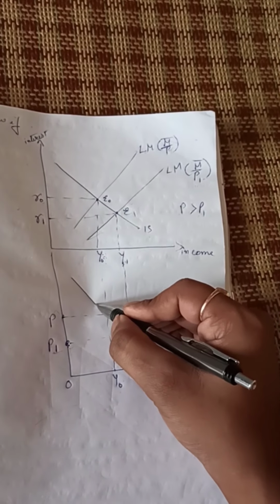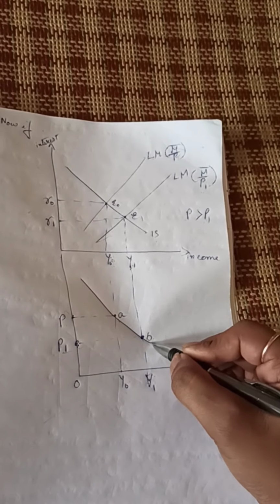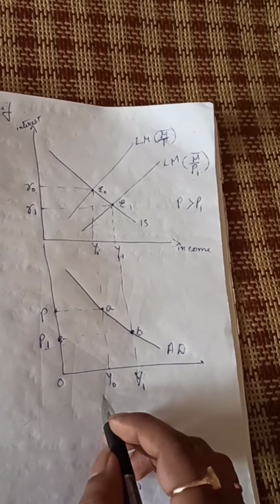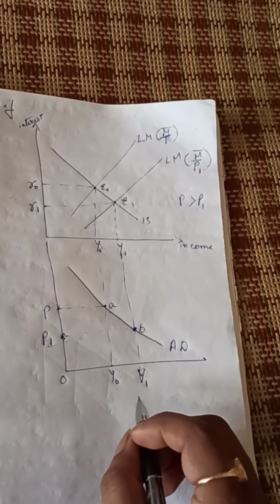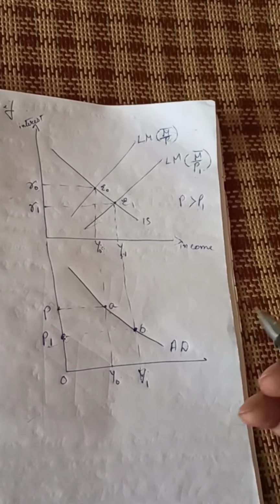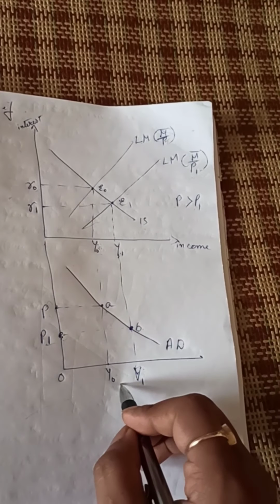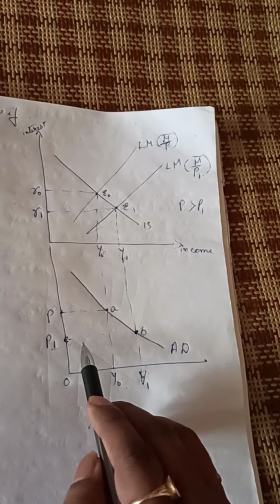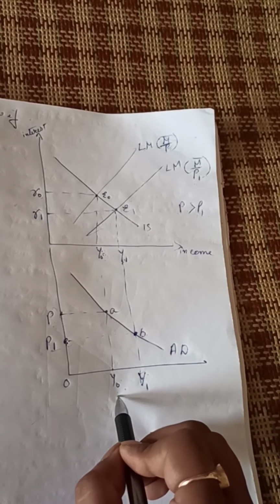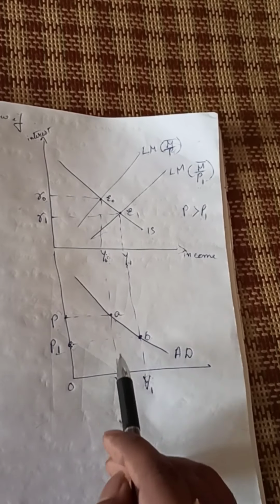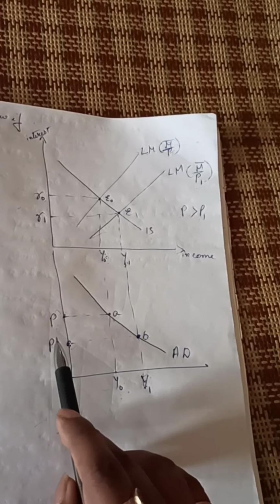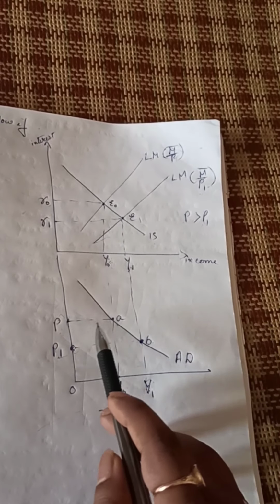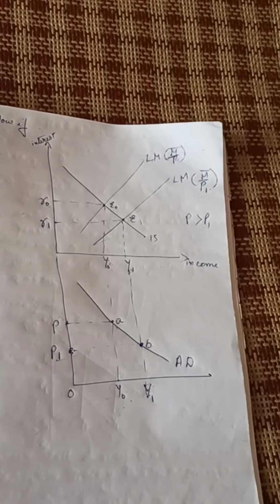And now if we join these two points, then we will get what is known as aggregate demand. See, aggregate demand, as we know, shows the inverse relationship between income level or output level with respect to price level. See, you have an inverse relationship, Y0 is related with a higher price level, whereas if you increase the income level, the price level falls. Okay, so we have derived the aggregate demand curve which shows the inverse relationship between the price and the income or output level. Okay.